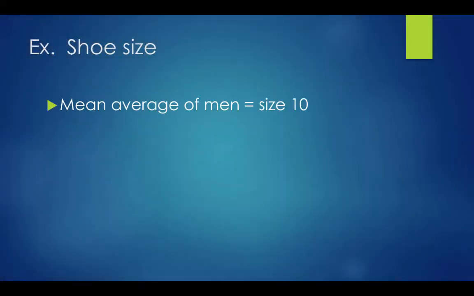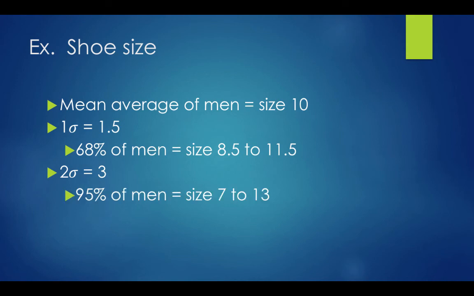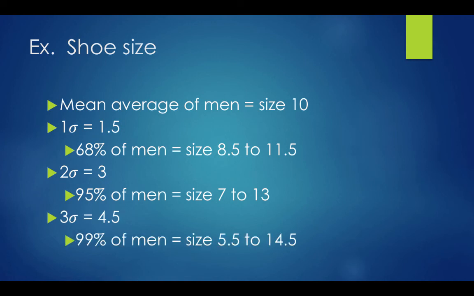An example of this is men's shoe size. The mean average for shoe size for men is a size 10. One standard deviation is 1.5 sizes. This means 68% of men have a foot size between 8.5 to 11.5. 2 standard deviations would be plus or minus 3. That translates to 95% of men having a shoe size between 7 to 13. 3 standard deviations equals plus or minus 4.5 sizes. 99% of men have a foot size within the range of 5.5 to 14.5. Anything below or above this would represent less than 1% population of men.